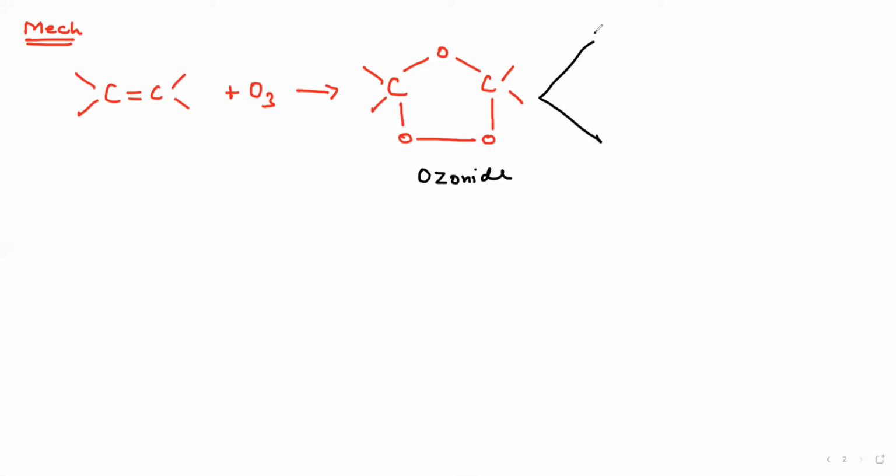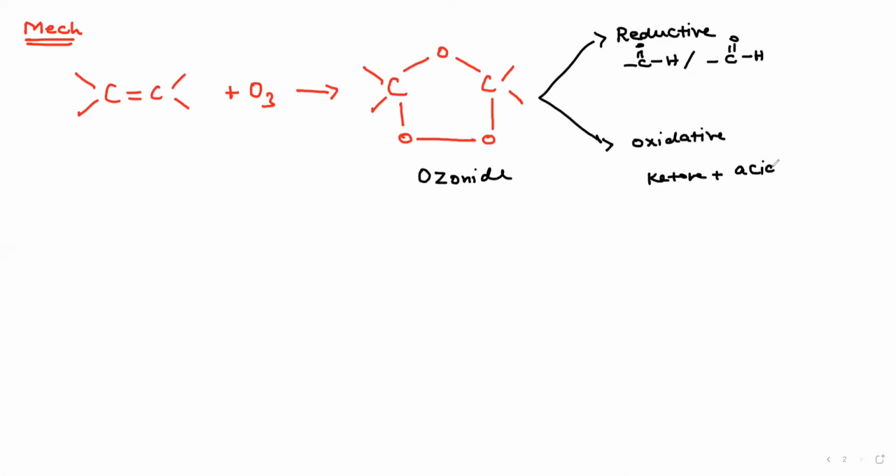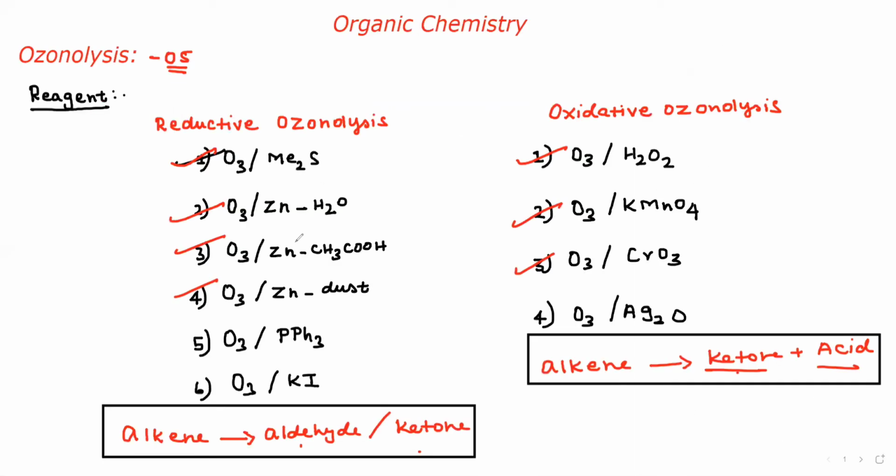Then we do two types of cleavage: one is reductive cleavage and one is oxidative cleavage. Reductive cleavage gives either aldehyde or ketone, both of them. Oxidative cleavage gives ketone plus acid. For reductive ozonolysis we can use O3 with Me2S or O3 with zinc and acetic acid. For oxidative, we use O3 with H2O2 or O3 with chromic acid. You got the point?